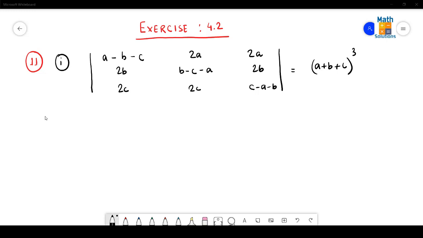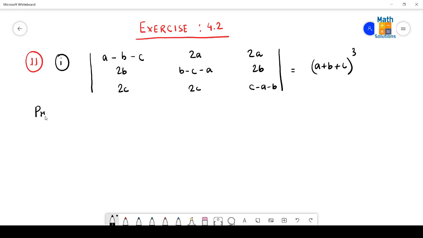Hello everyone. Through this video we are going to discuss question number 11 and 12 of exercise 4.2 in the chapter of determinants. So these questions actually we have to prove using properties of determinants. Proceeding with question number 11 for sum, we have to proceed here with the LHS. This is the proof part.